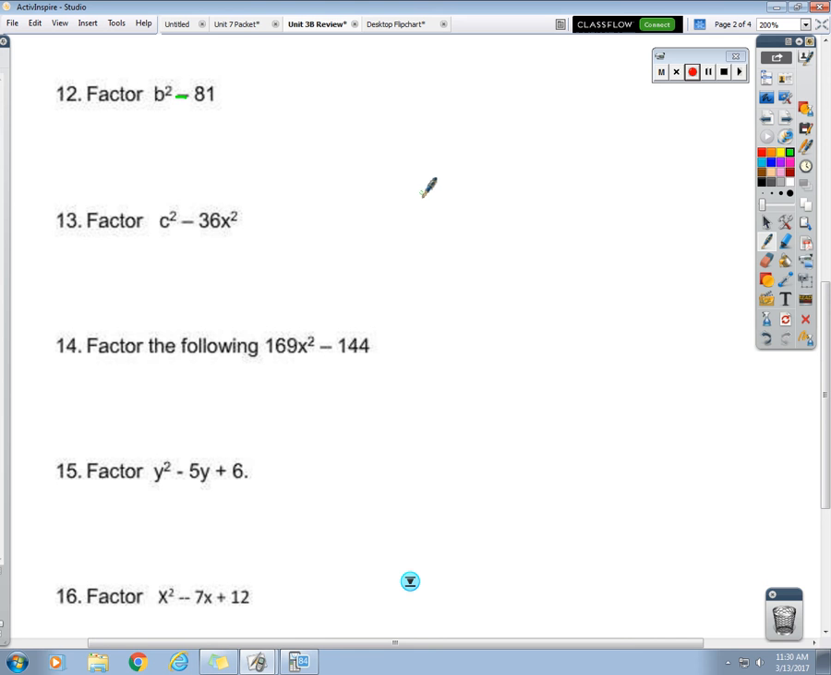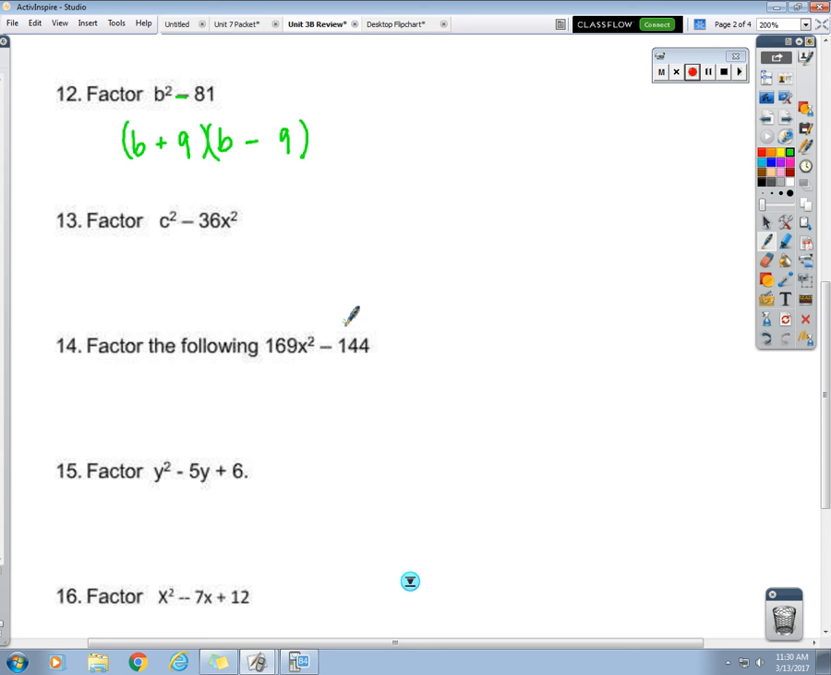Now, the reason it's called a difference of 2 squares is because b squared is a perfect square. B times b will make b squared. And 81 is a perfect square. 9 times 9 will make 81. What you need to remember about binomials that are a difference of 2 squares is that their factors are almost identical except for the signs are opposite. Okay, to get b squared, don't you just need b times b? And to get 81, don't you just need 9 times 9?